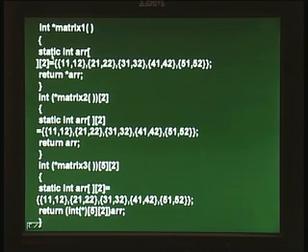The function matrix 1 has an array declared there, array ARR, which has 5 rows and 2 columns, and it returns this array. So what does this function do? It simply returns this array. An array is declared here, and it just returns it back as a pointer.